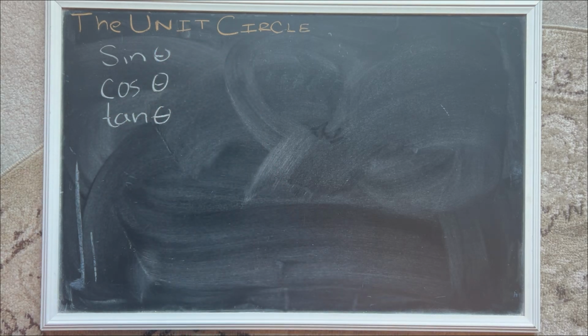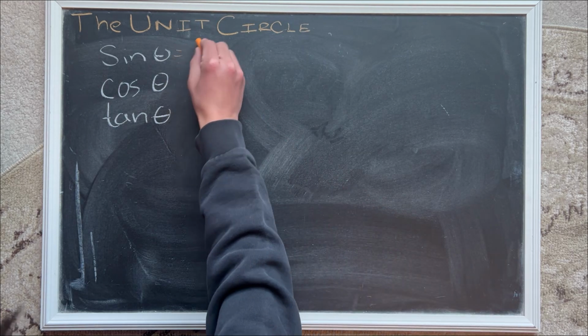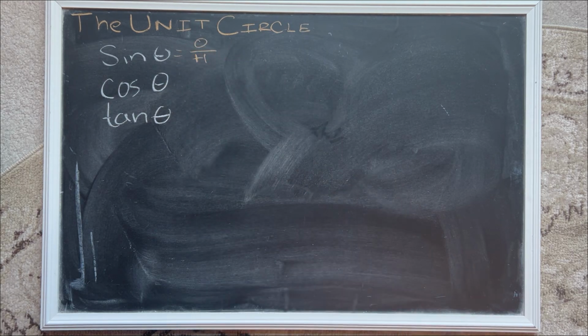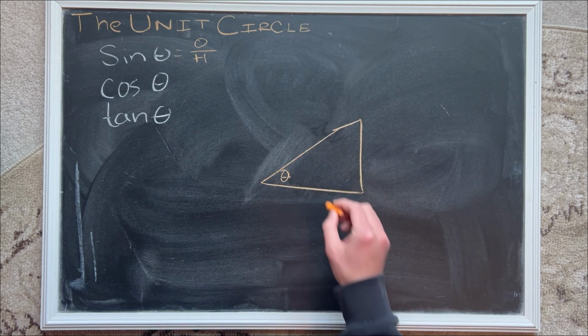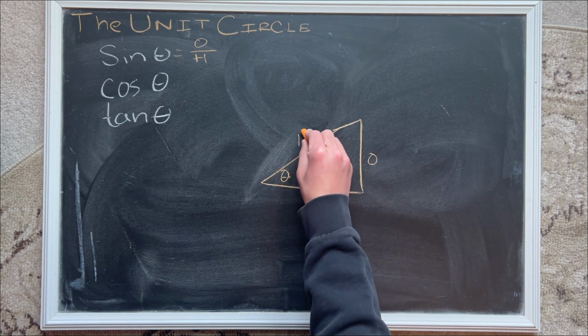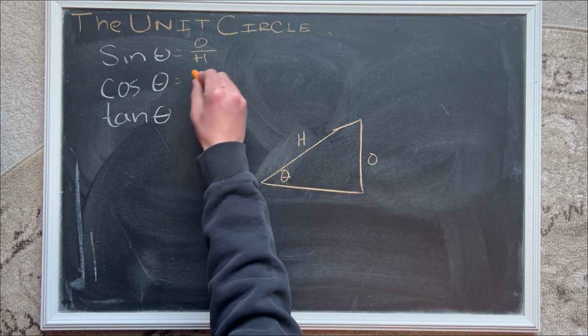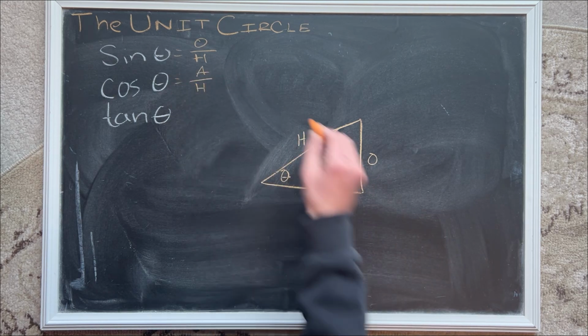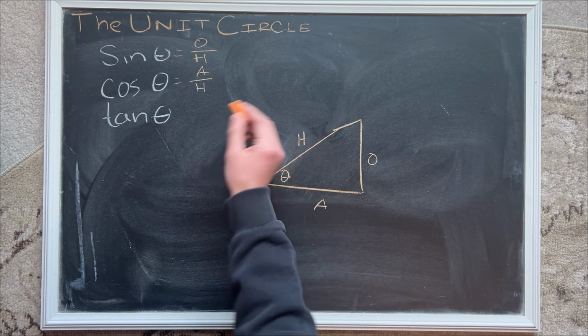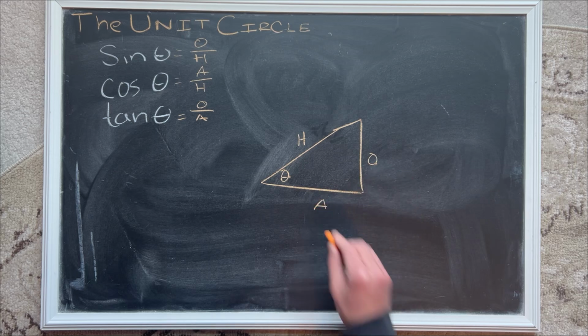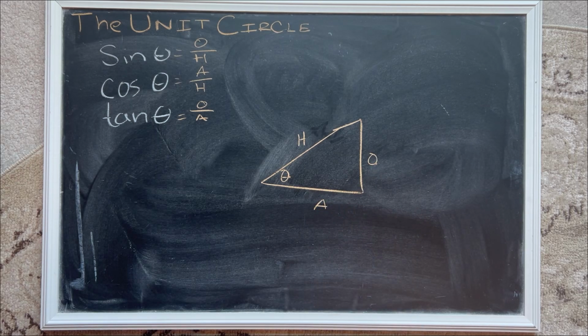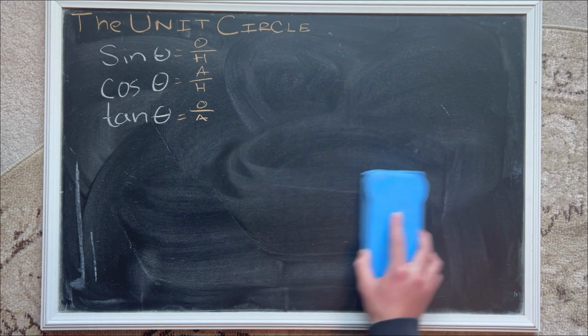All right, so sine of an angle is equal to the opposite over the hypotenuse, right? So when we have a triangle like this with the angle here, it's equal to the opposite over the hypotenuse. Cosine is equal to the adjacent over the hypotenuse. So the adjacent side here over the hypotenuse. And then tangent is the opposite over the adjacent side. So these three. All right? So now let's apply that to the unit circle.